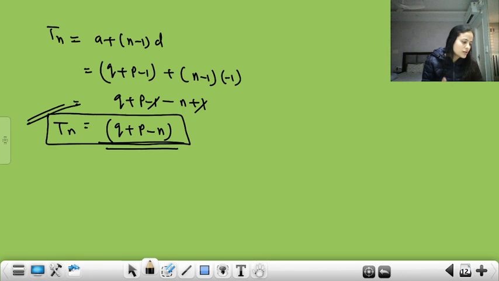Okay, so this is how we can use the formula of finding the nth term from the end as well as from the beginning, right? Okay, so let's stop today's class right now.